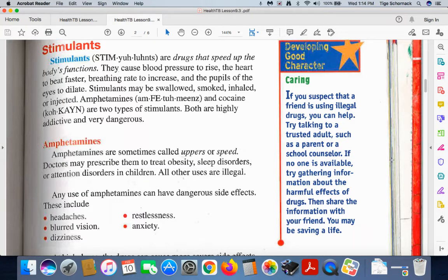Stimulants are drugs that speed up the body's functions. They cause blood pressure to rise, the heart to beat faster, breathing rate to increase, and the pupils of the eyes to dilate. Stimulants may be swallowed, smoked, inhaled, or injected. Amphetamines and cocaine are two types of stimulants. Both are highly addictive and very dangerous.